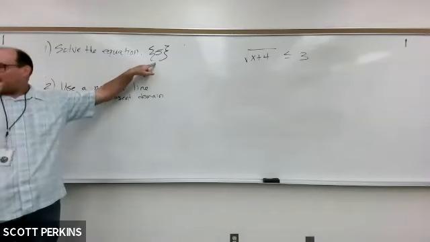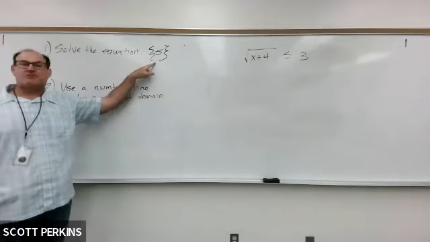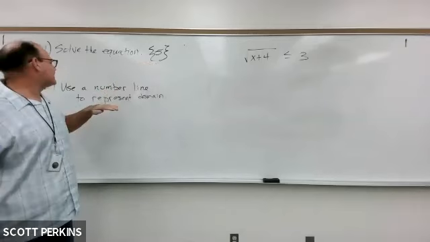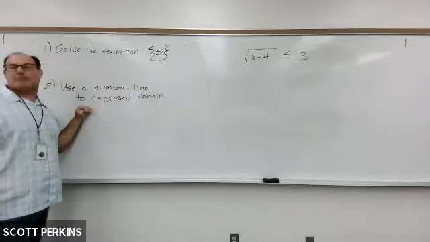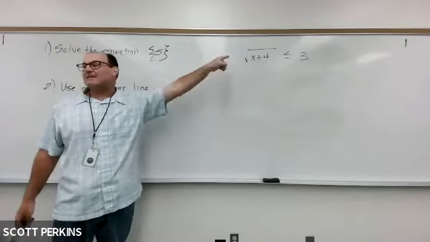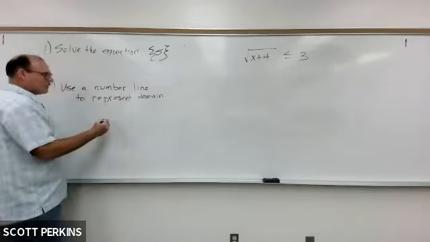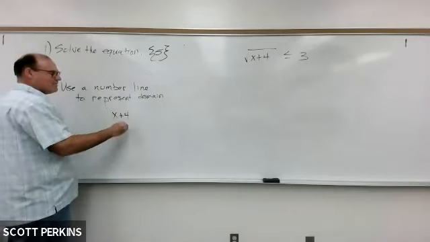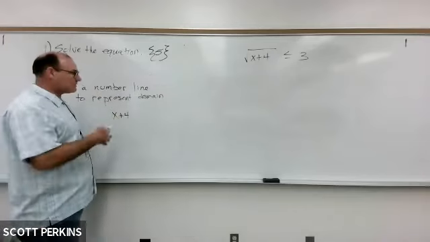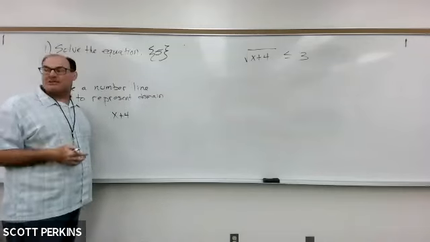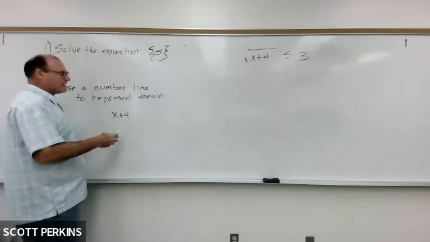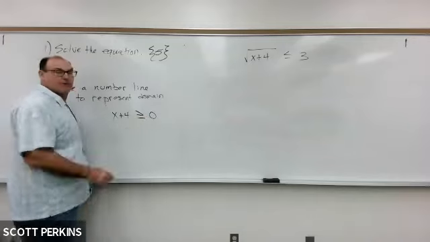Okay, so on the front page, we saw that 5 was the point of equality. Great. Second thing, we need to use a number line to represent the domain. The square root has a limited domain. So I'm going to take that stuff underneath the radical, the x plus 4. And in order for the square root to make sense as far as our Cartesian plane and graphing and all that, it has to be greater than or equal to 0.